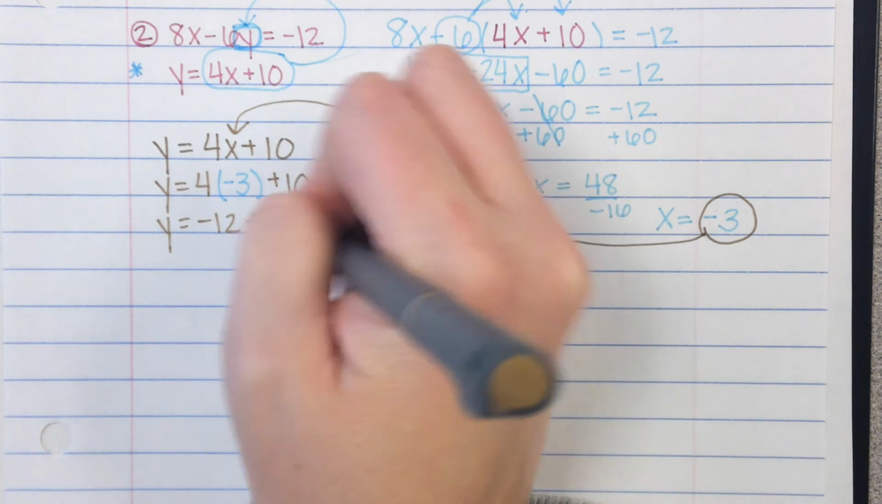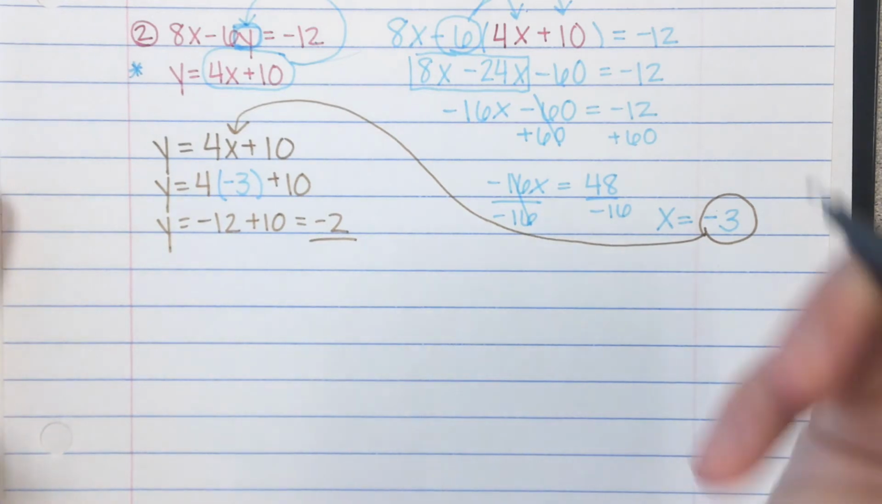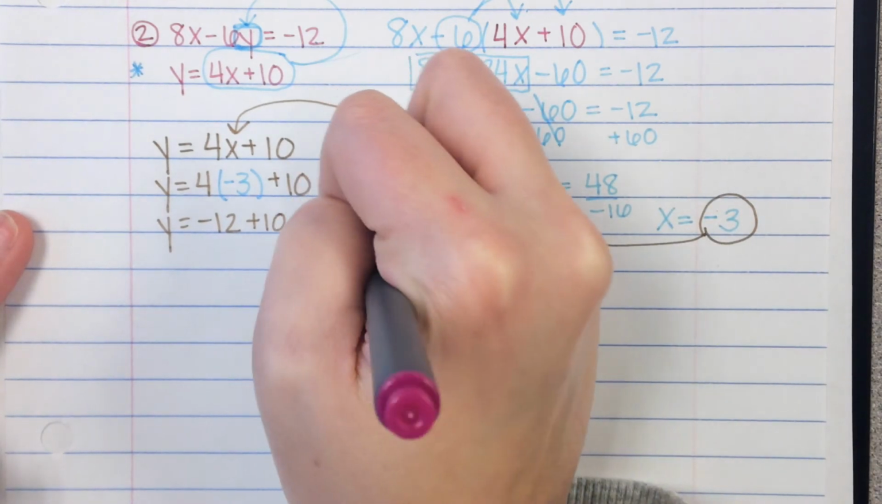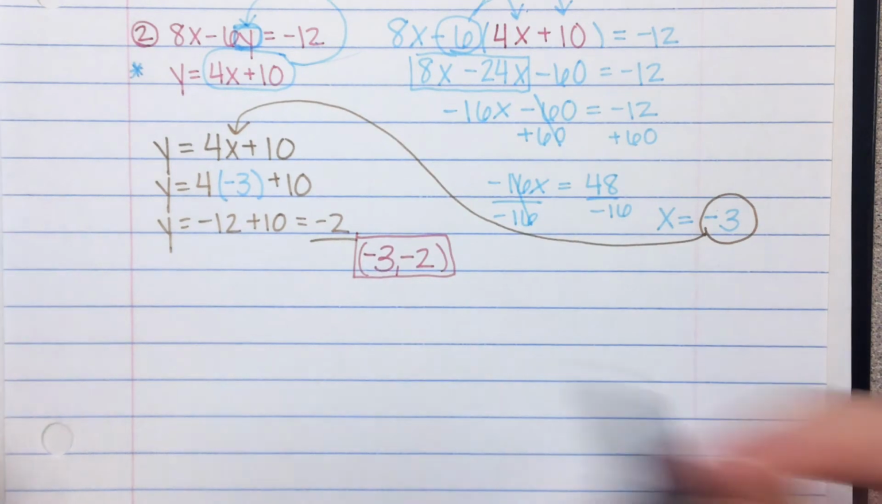So now you have an x and you have a y. So we're going to make our final answer. So your final answer here is negative 3 comma negative 2. It's x comma y.